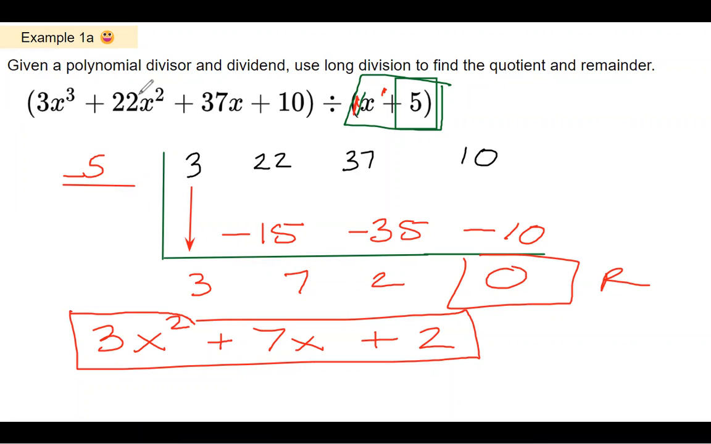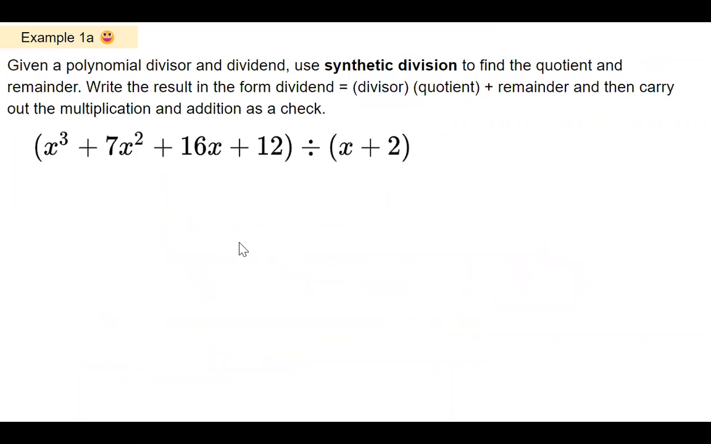Do you guys want to try another problem? Another example? Okay, let's go ahead and try another one. Everybody has this? Clear. Okay, go ahead and write this one down now: x to the power of 3 plus 7x squared plus 16x plus 12. This one is being divided by x plus 2.